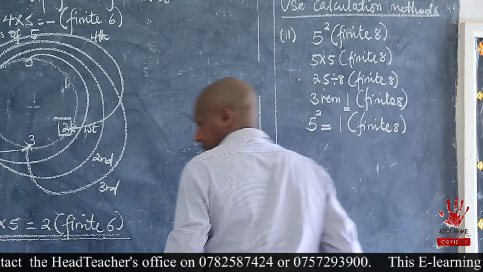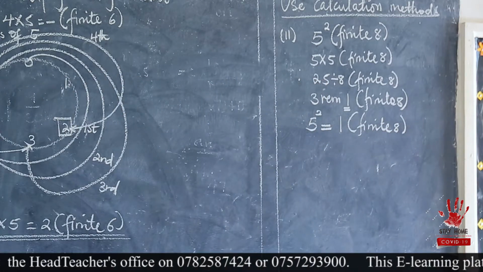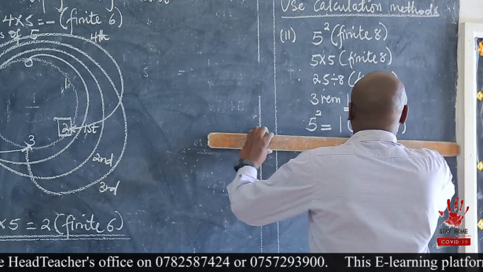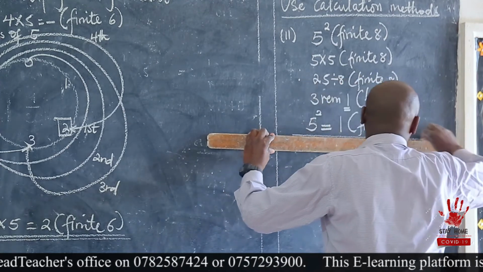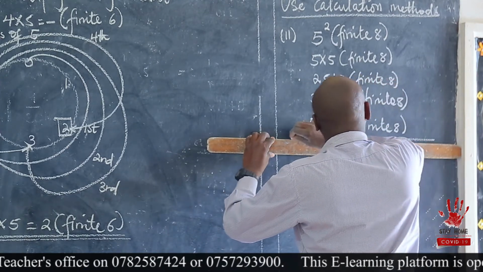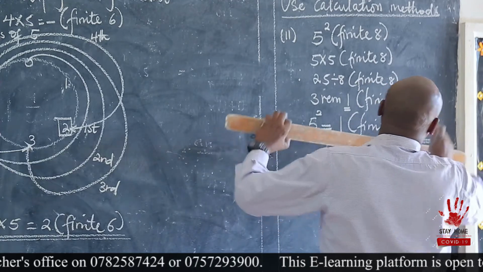Okay? And that was calculation method. I told you, if I use calculation method, that means I'm also able to even use a dial method.